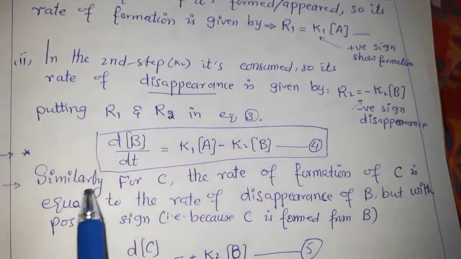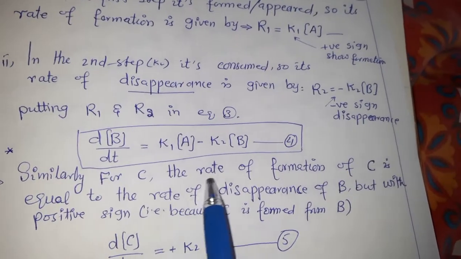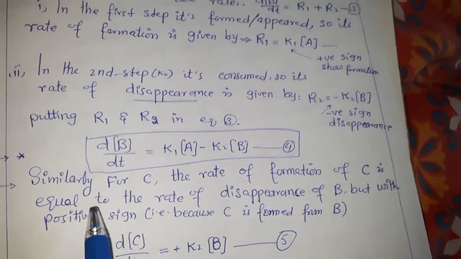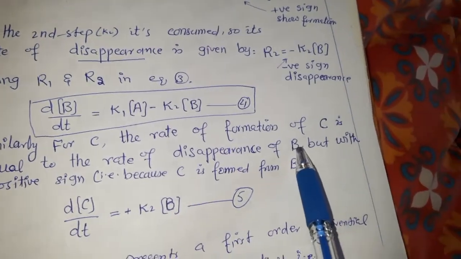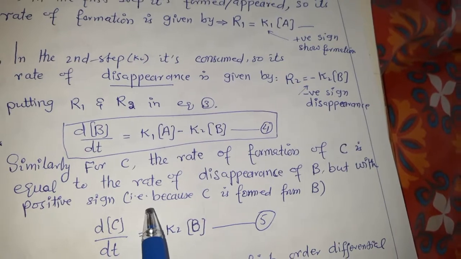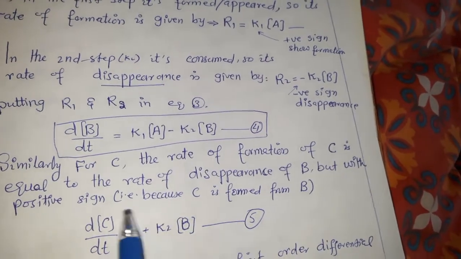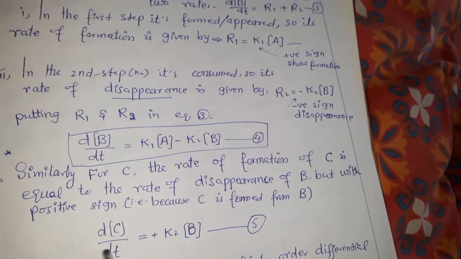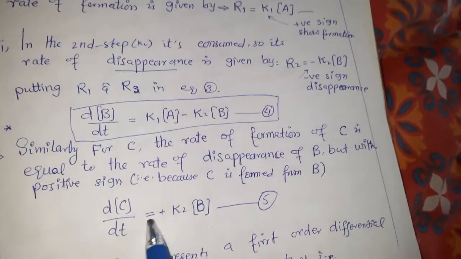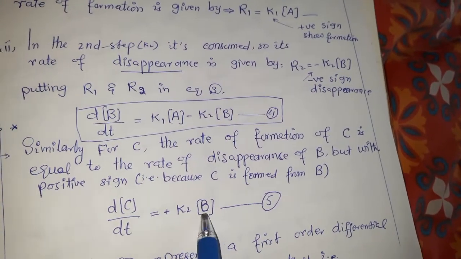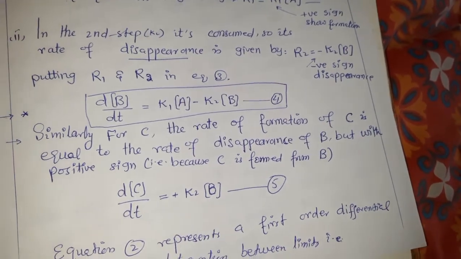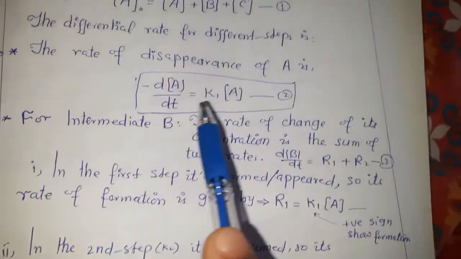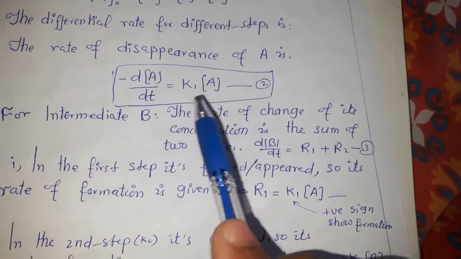this intermediate. Similarly, for the final product C, the rate of formation is equal to the rate of disappearance of B, but with a positive sign, the opposite sign. This shows that the concentration of C is increasing with the passage of time, and that it is formed from intermediate B. Now we are solving all these equations.